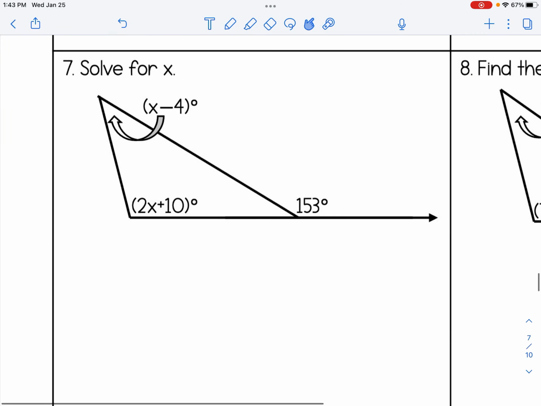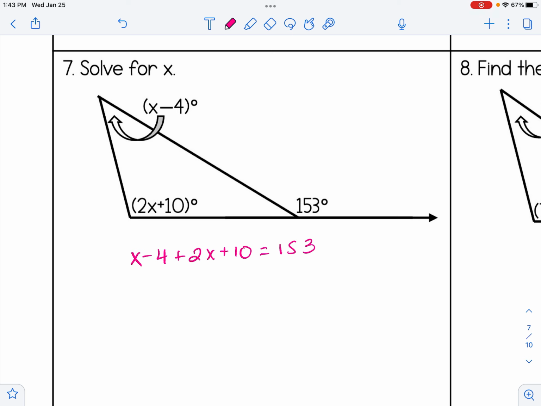Number 7, for instance, this I would just use the exterior angle rule that the non-adjacent interior angles, plus, the sum of them is equal to the exterior angle. Combine like terms to solve. And we get x is 49 in number 7.